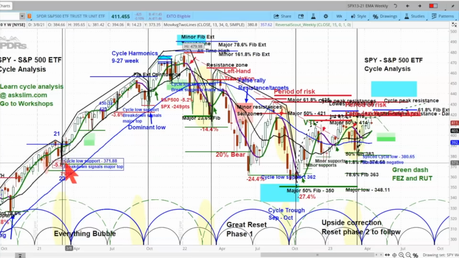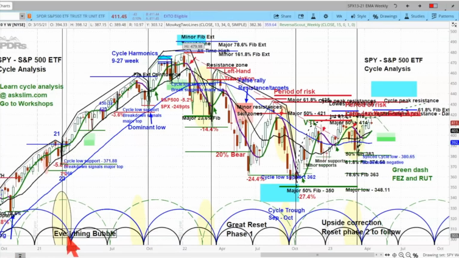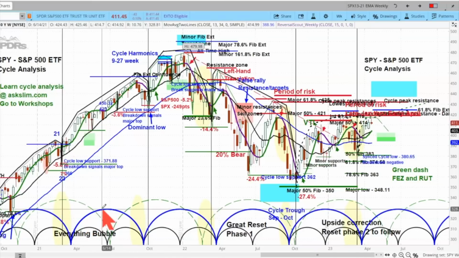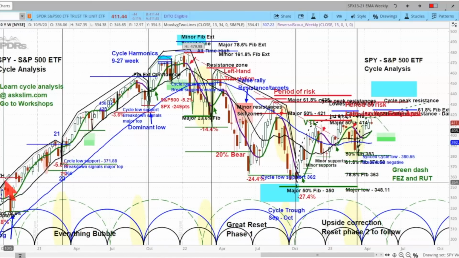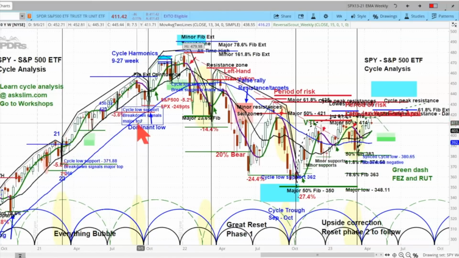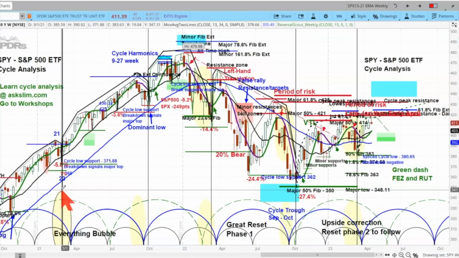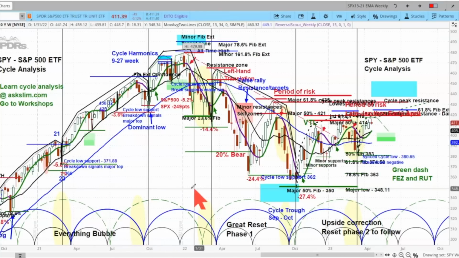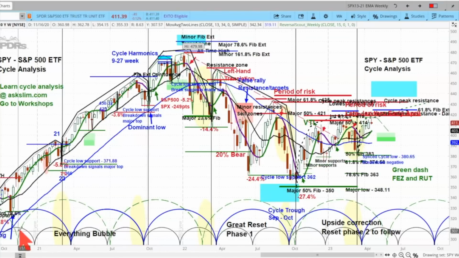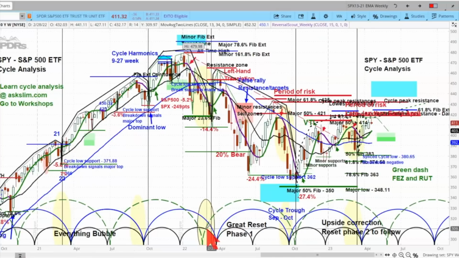This is a cycle right in here. You could see the blue cycles on the bottom. That is the dominant cycle that has been in here, and you can see that these vertical lines show you where those cycles troughed. In other words, where the lows or the bottoms were, and cycles are measured from low to low to low to low. And you can see the repeating rhythms that are in here.